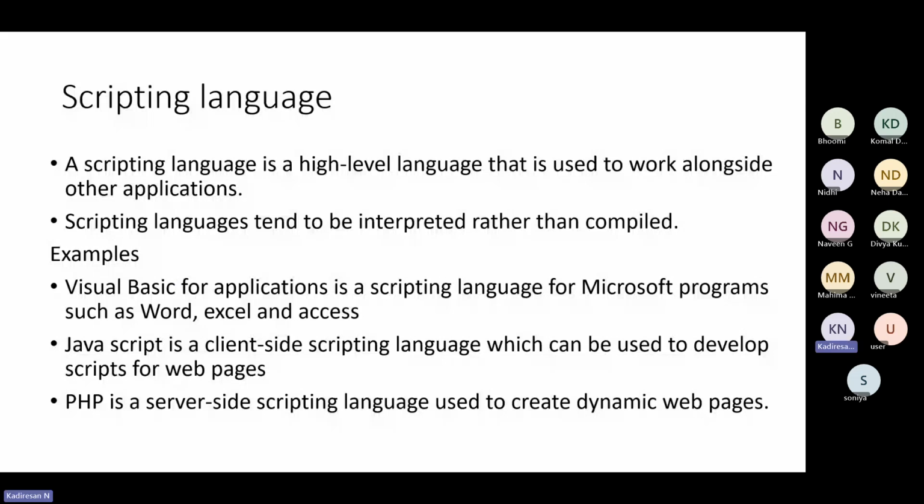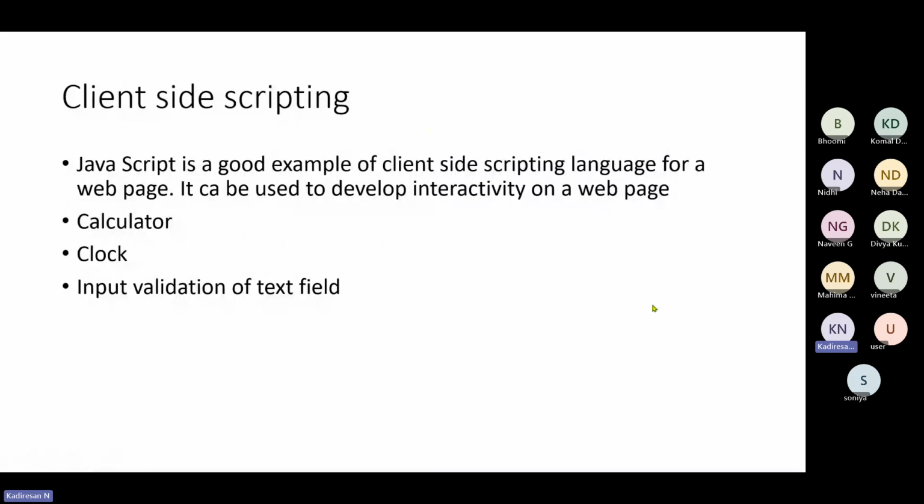Next is the client-side scripting. JavaScript is a good example of a client-side scripting language for a web page. It is being used to develop interactivity on a web page. As I said earlier, JavaScript is used in a calculator, a clock, or input validation of a text field. The example which I stated earlier is when you're going to book a flight ticket or a train ticket. Immediately when you click on the date, a pop-up window appears where you have to choose the date, time, and all. So that is an example of JavaScript client-side scripting.